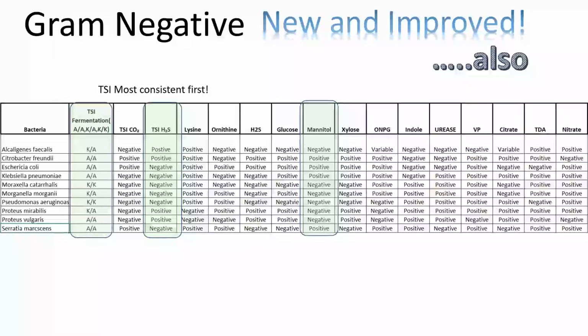The most important part of the TSI is the hydrogen sulfide. There are only two hydrogen sulfide organisms that we have in class, Proteus mirabilis and Proteus vulgaris. That's it. So if you got H2S positive, those are the only two.